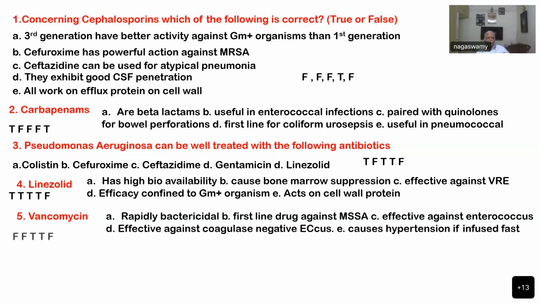Okay, you will have to read up. Anyways, A is false, B is false, C effective against enterococcus and D effective against coagulase negative staph are true, and E, it causes hypotension, is also false. Only two are true: effective against enterococcus and effective against coagulase negative staph.